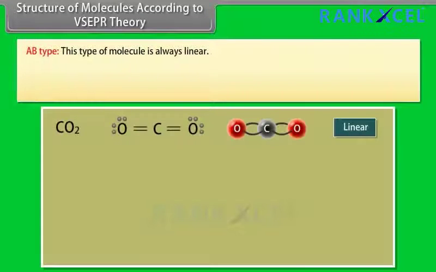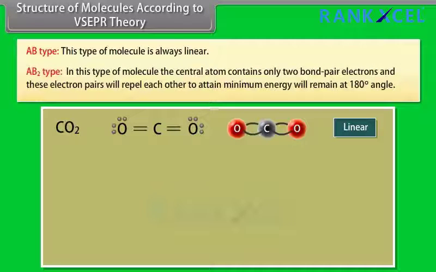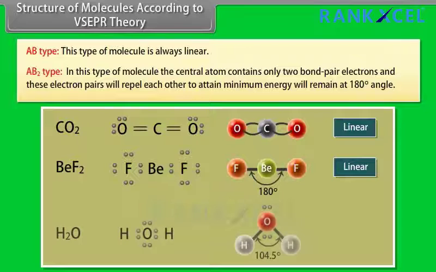Structure of molecules according to VSEPR theory. Shapes of some simple molecules. AB type: this type of molecule is always linear. AB2 type: in this type of molecule, the central atom contains only two bond pair electrons, and these electron pairs will repel each other to attain minimum energy, and will remain at a 180-degree angle.